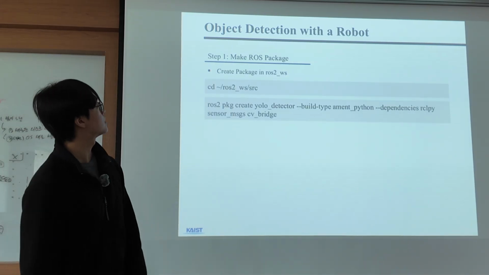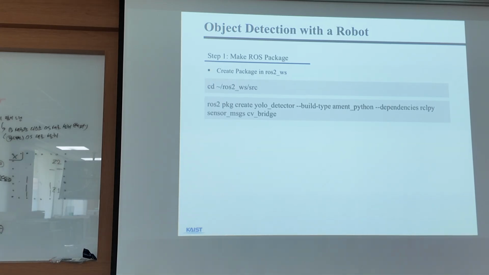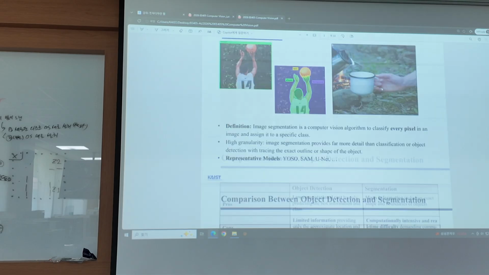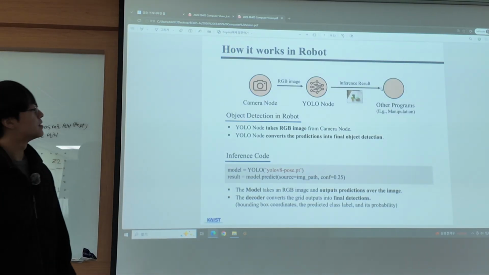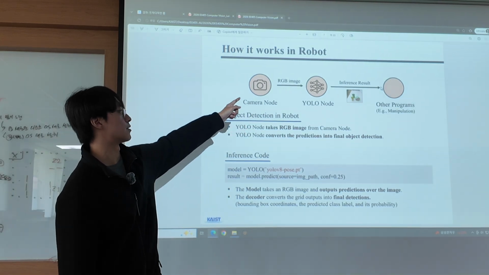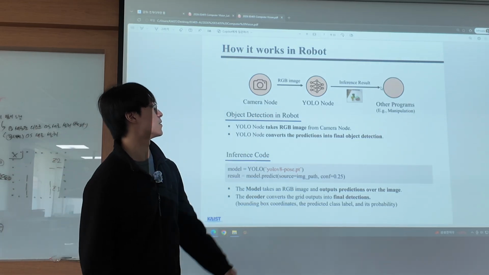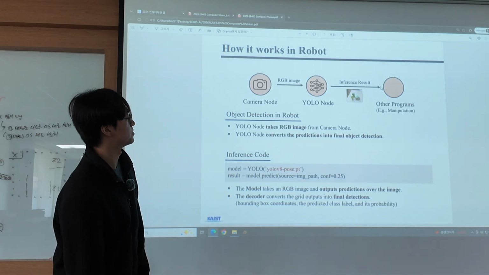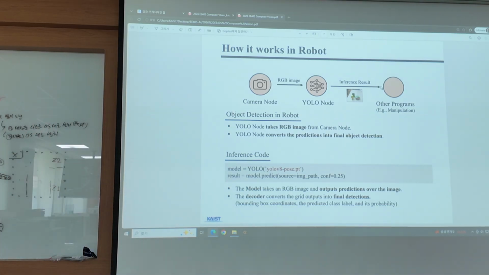So let's start with object detection. As we saw in the last lecture, our YOLO node has the role of getting an RGB image from the running camera node and giving the inference result, like the bounding box or estimated pose, to the other programs. So we are going to build this node.